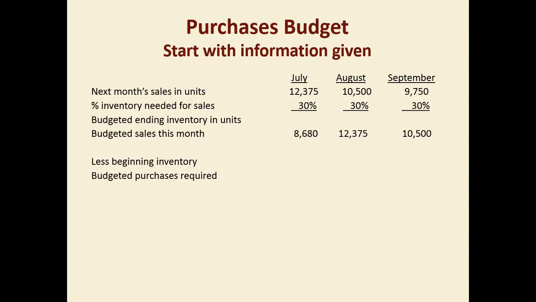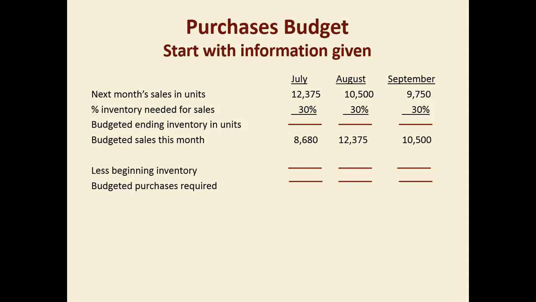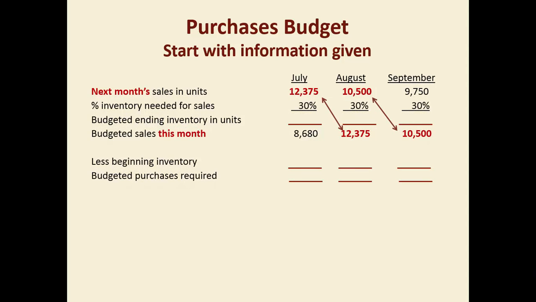So this was the information you were given, or you could pull from your sales budget. So now start calculating. Now notice next month's sales in units is going to be budgeted sales this month in the different columns. You're using next month in July, carry it down to the next column in August, and then carry the August next month down to this month's.